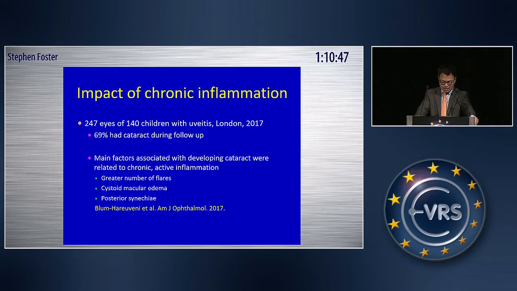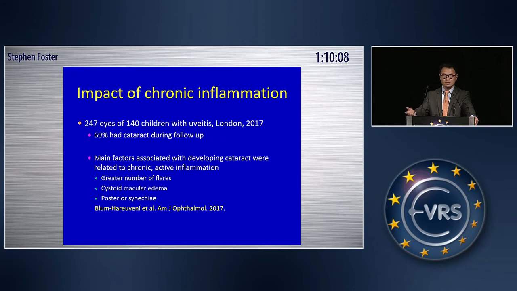Just a couple of papers on the impact of chronic inflammation. This is a paper from London, from Moorfields, and they looked at 140 children with uveitis, and 69% of these children had cataract on presentation. They found that the main factors associated with developing cataract were related to chronic active inflammation. In this paper, they say the greater number of flares, cystoid macular edema, and posterior synechiae are all related to formation of cataract. And they actually say, if you have to use topical or systemic steroids, do it, because those children were less likely to develop cataract than if you just let the inflammation go on and on because you're afraid of using steroids on these children.